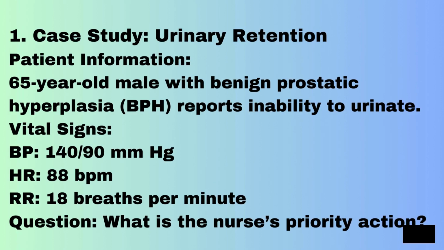Case study: urinary retention. Patient information. 65-year-old male with benign prostatic hyperplasia, BPH, reports inability to urinate. Vital signs: BP 140/90 mmHg, HR 88 BPM, 18 breaths per minute. Question: what is the nurse's priority action?